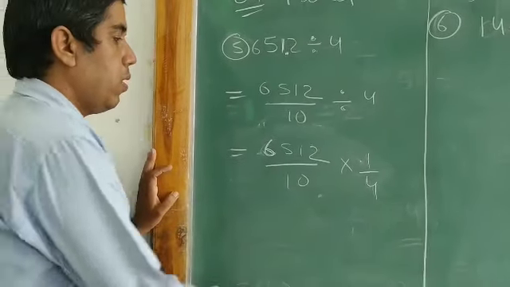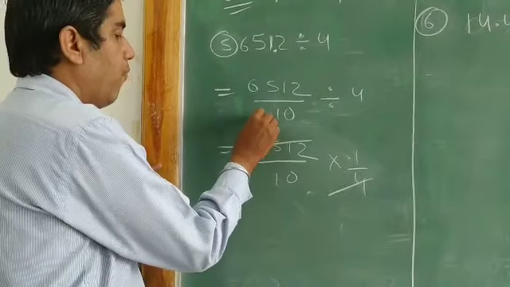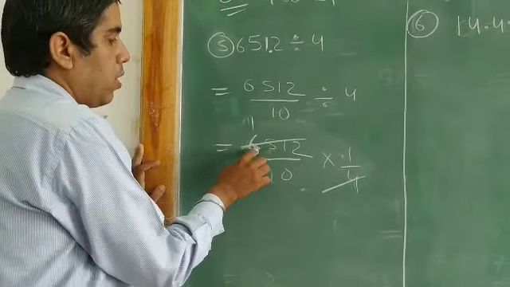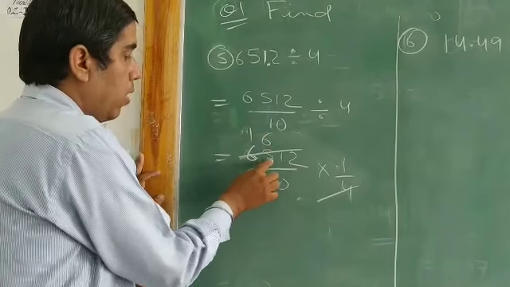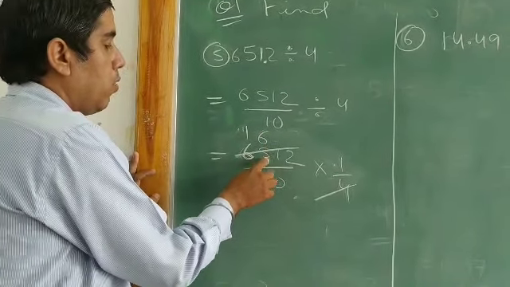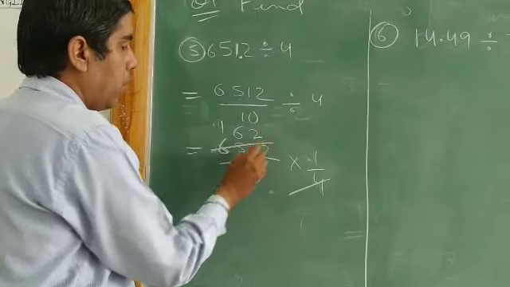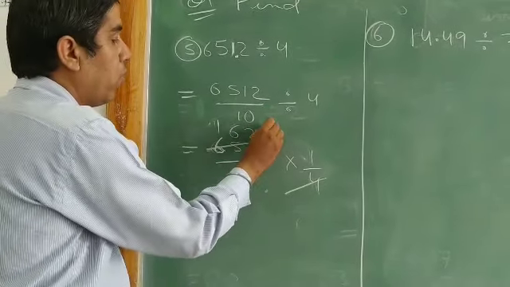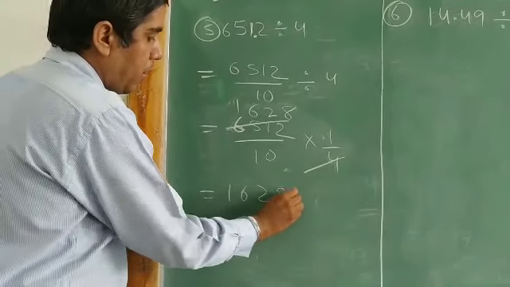Yes, now you can see here 4. I'm starting division with the 4 here. 4 ones are 4. So it comes here. What is remaining here? 25. So 4 sixes are 24. So what is remaining here now? 24, so 11 is remaining. 4 twos are 8. Now remaining is 3. So 4 eights are 32. So the answer is 1628 upon 10.